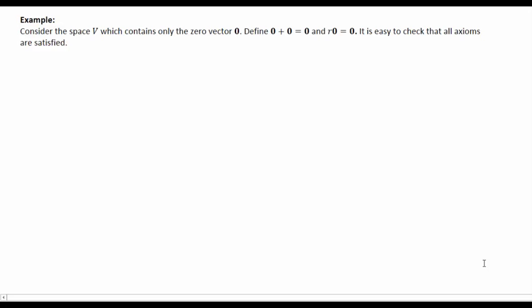The next example is the zero space. So this is the space with only one vector, 0. We define addition exactly like you would expect. 0 plus 0 is 0. And any scalar times 0 will be 0. So once again, I'm not going to check all 10 of the axioms because they're pretty easy.